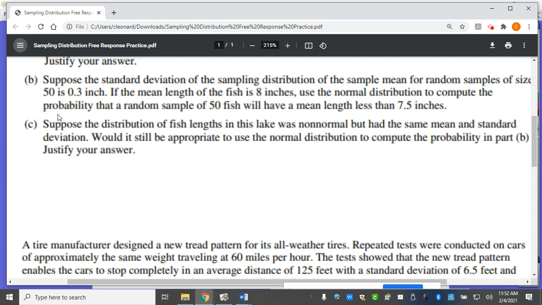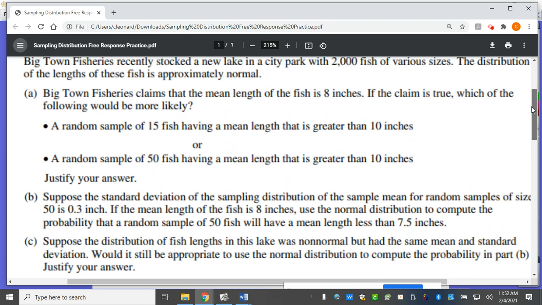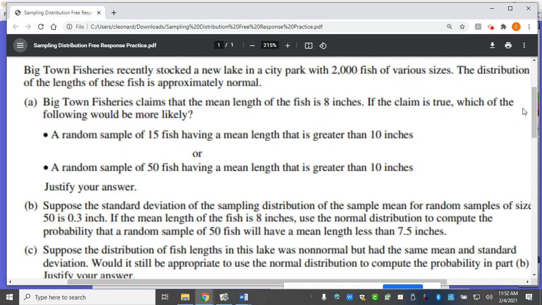Suppose the distribution of fish lengths in this lake was non-normal, because this problem actually did tell us normal. Would it still be appropriate to use the normal distribution to compute the probability in part B? So this problem actually told us the population distribution was normal. Part C says, suppose the fish length was not normal, would it still be appropriate to use the normal distribution? Yes or no? Yes. Why?